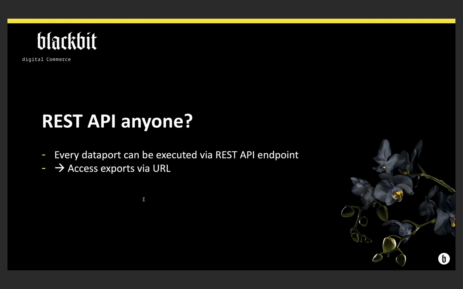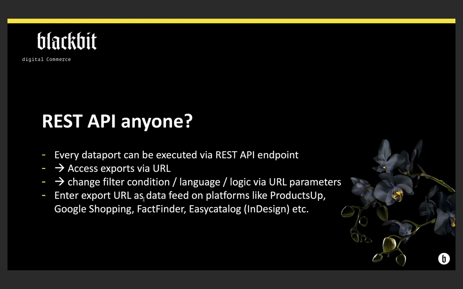With this, you can access the exports via URL. In the URL, with URL parameters, you can change the filter condition to be used, the language, and even the logic. This URL can then be used as a data feed on software as a service platforms like Products App or Google Shopping, Fact Finder, DoFinder, or Easy Catalog. Or of course, you can use this API endpoint in your web or infrastructure applications.